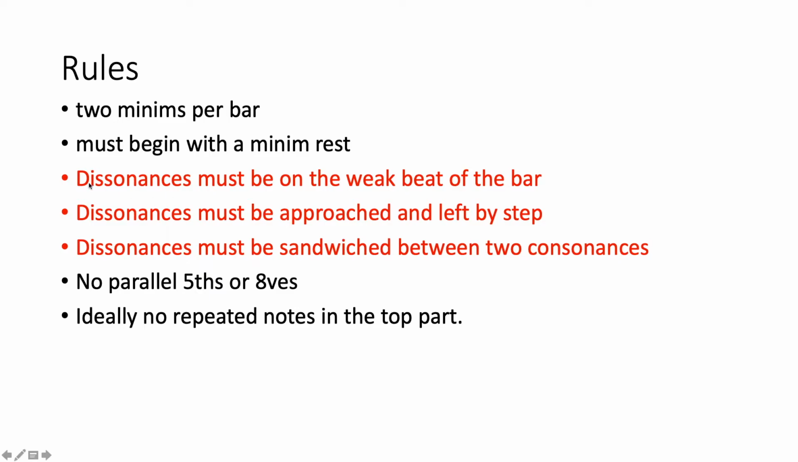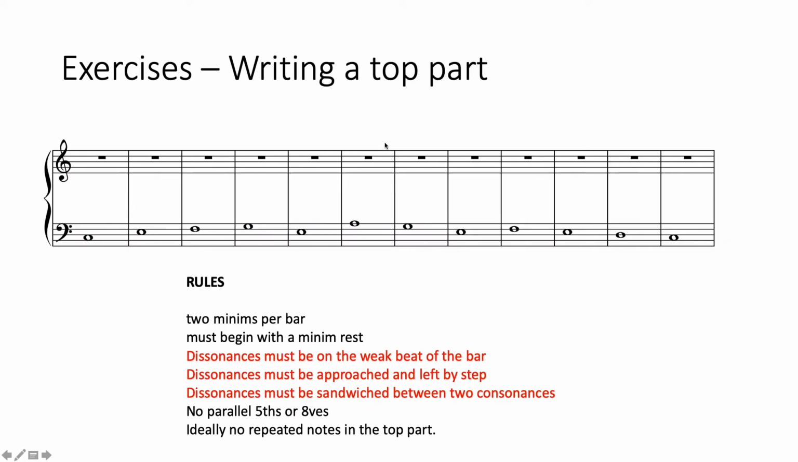Then we've got these three rules for the treatment of dissonance, which I've highlighted in red. Dissonances must be on the weak beat of the bar, dissonances must be approached and left by step, and dissonances must be sandwiched between two consonances. We don't want any parallel fifths or octaves, and ideally we don't want any repeated notes in the top part, or really in the part that you're writing. So you should try to avoid repeated notes, like two E's next to each other, two G's next to each other.